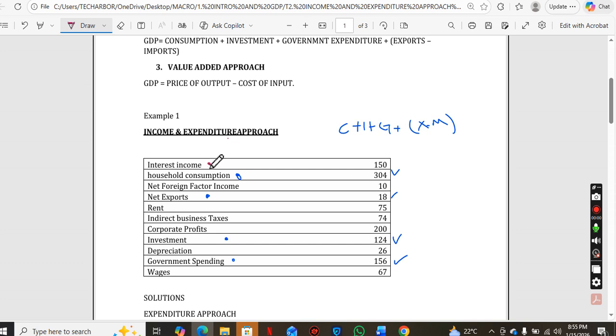So we've got interest income, net foreign factor income. Since it's positive, our citizens are earning more abroad than the foreigners who are earning here in Zambia. For this example here, we have rent, indirect business taxes, this is income earned by the government, corporate profits, depreciation, and wages.